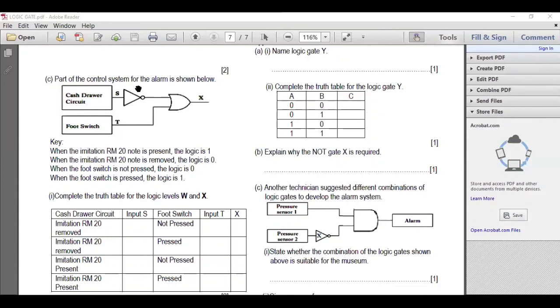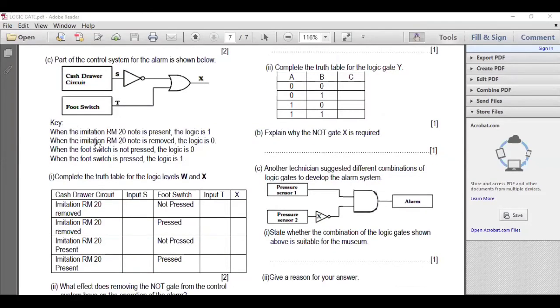Part of the control system of the alarm is shown below. Okay. So complete the truth table from the logic gate for level W and X. Okay, there's no W actually. It's just X.